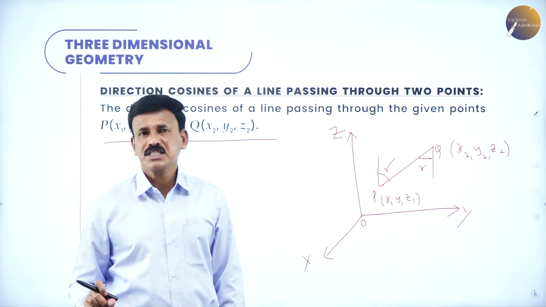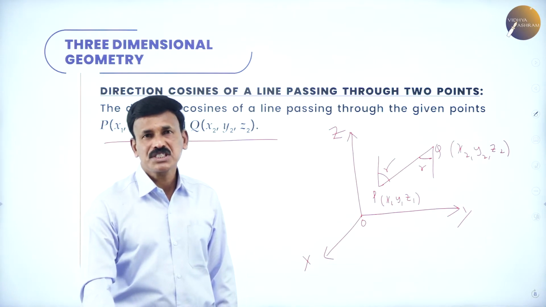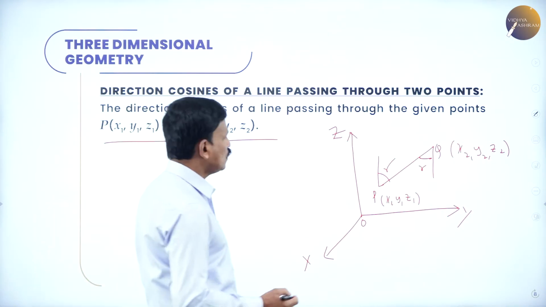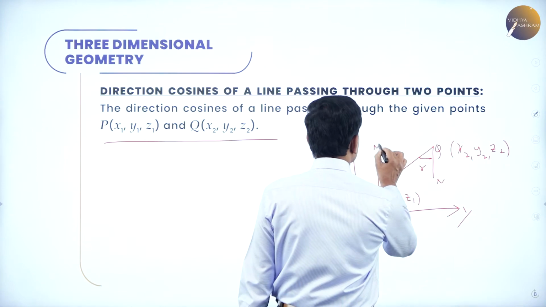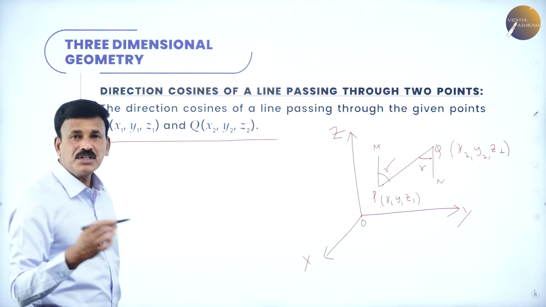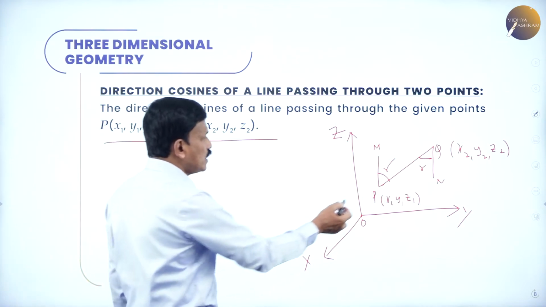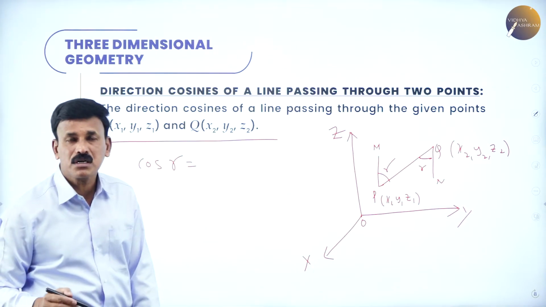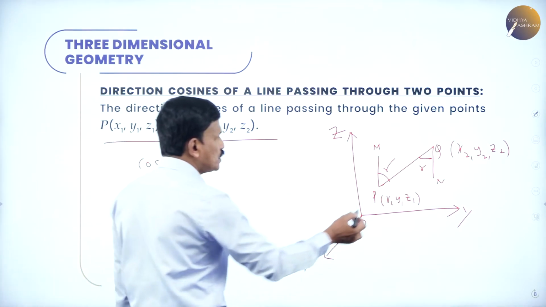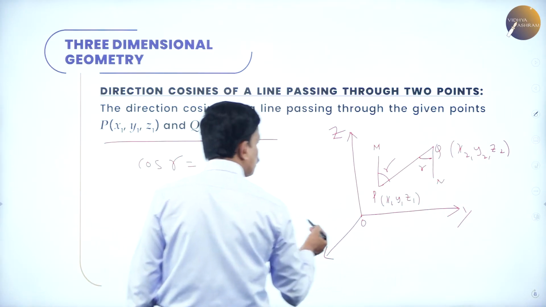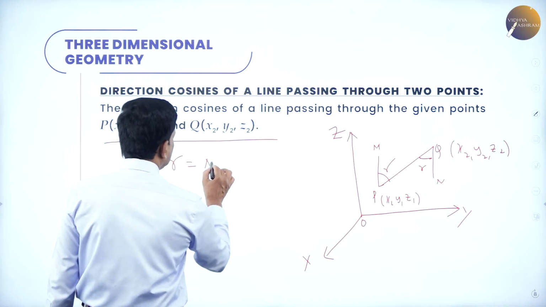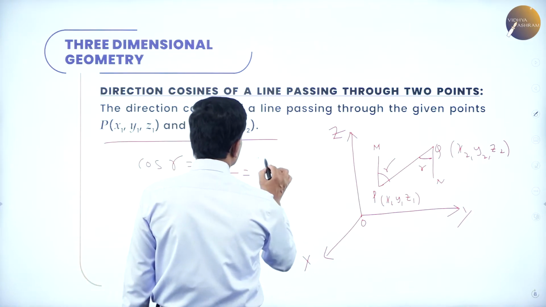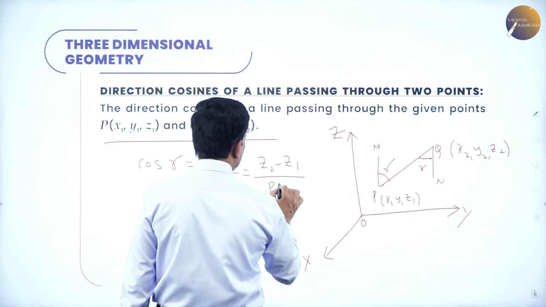To find the direction cosines of a line passing through the 2 points P, x1, y1, z1 and Q, x2, y2, z2, let us represent the foot as N and M. Now let us find cos alpha, cos beta, cos gamma. Since the angle is gamma, I can take cos gamma, cos theta, which is adjacent by hypotenuse. Here adjacent is NQ and hypotenuse is PQ. So cos gamma is equal to NQ divided by PQ. NQ is nothing but z2 minus z1, divided by PQ.